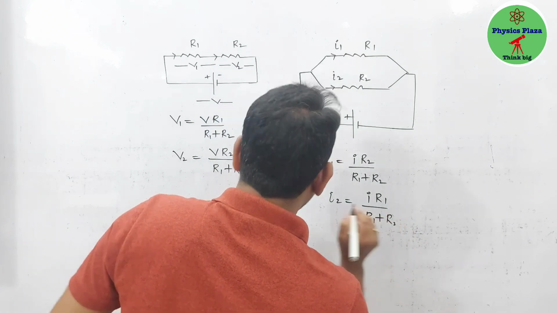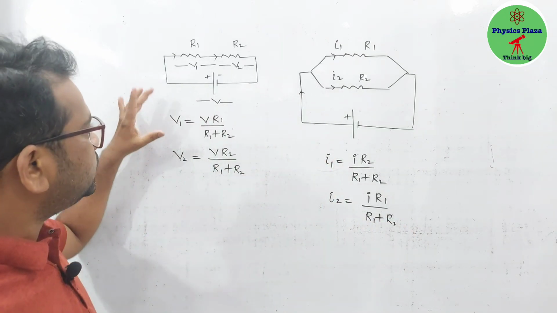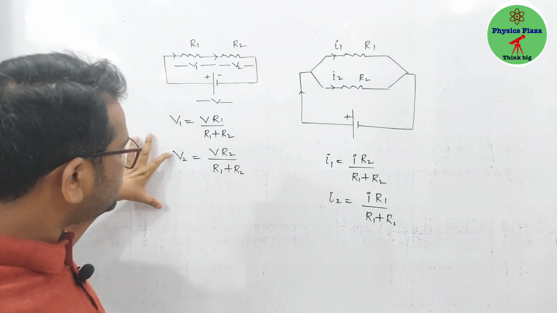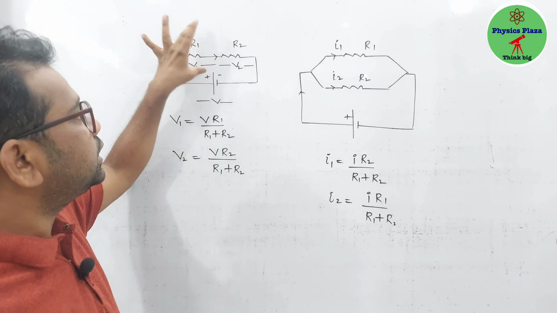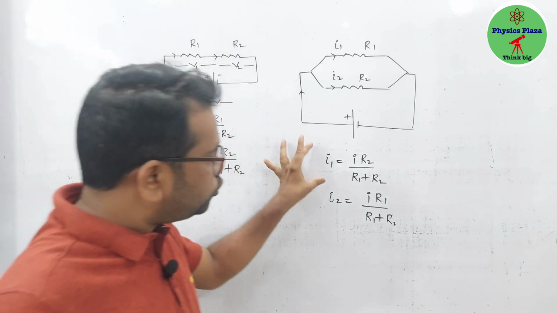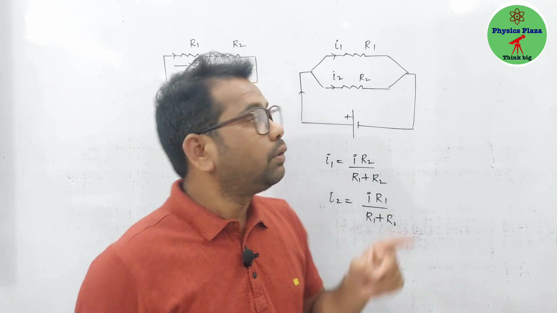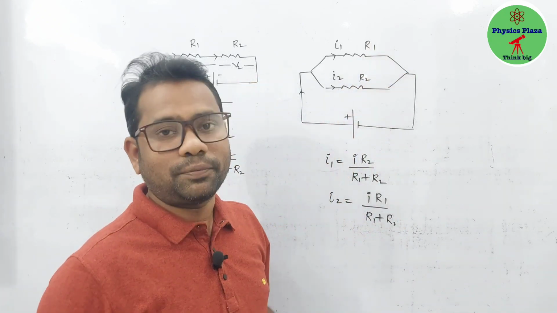These are the very important formulas. These two formulas are used to calculate the potential difference across each resistor when they are connected in series, whereas these two formulas we use to calculate the current in different branches when the two resistors are connected in parallel.